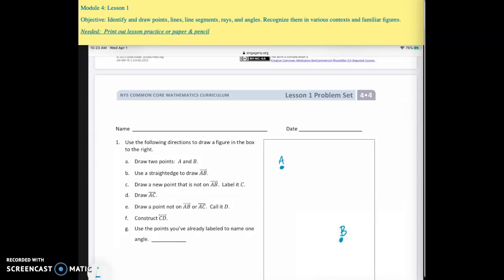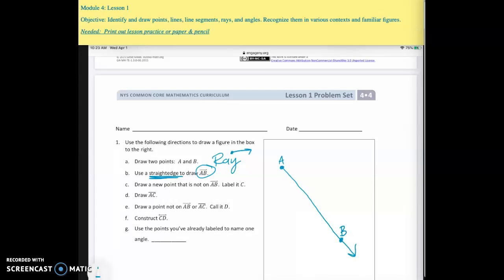All right, use a straight edge to draw ray AB, and it's telling us exactly what to draw. What is that? Yep, that is a ray. So a ray, remember, starts at a point and then it goes on forever. And the arrow shows us that it goes on forever. So we're going to change AB to a ray. And when they say straight edge, they're just talking about a ruler or something that is straight to help you draw a straight line.